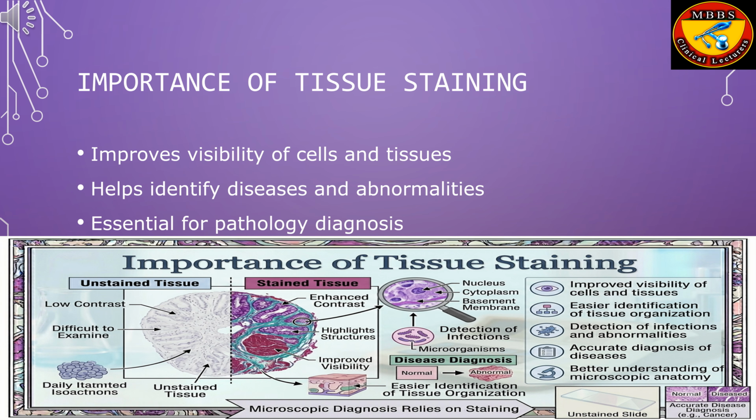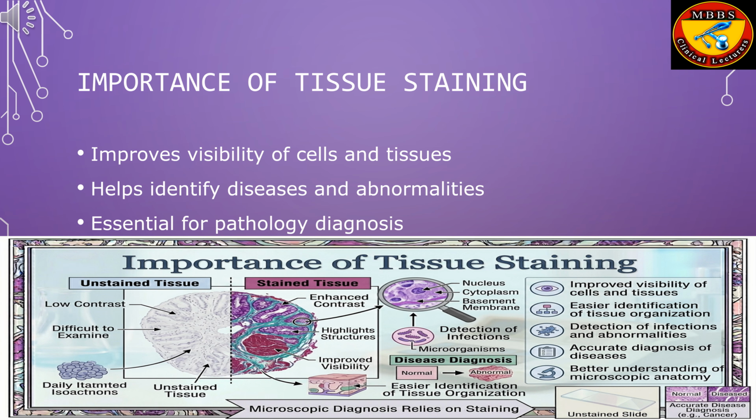Importance of tissue staining. Tissue staining is one of the most important steps in histology because unstained tissues are nearly transparent and difficult to examine. Staining provides contrast between different cellular components and highlights important tissue structures. The benefits of tissue staining include improved visibility of cells and tissues, easier identification of tissue organization, detection of infections and abnormalities, accurate diagnosis of diseases, better understanding of microscopic anatomy.